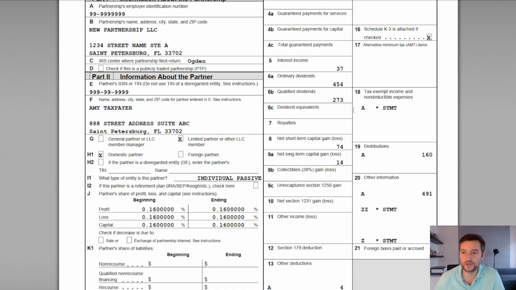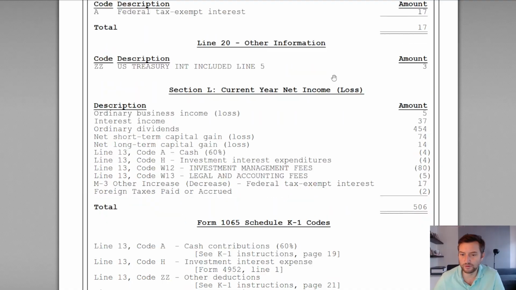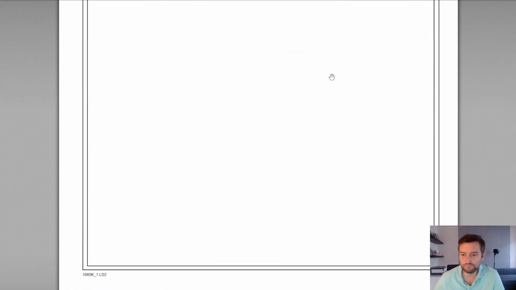So U.S. Treasury interest is not going to be subject to state income taxes generally, right? And so that's important because if you were doing a state income tax return, you would put the $37 down, but then you would have to have an adjustment to basically reverse out $3 that's U.S. Treasury interest. So not taxable for state purposes. All right. Okay, so let's see what else is in here that might be worth commenting on.